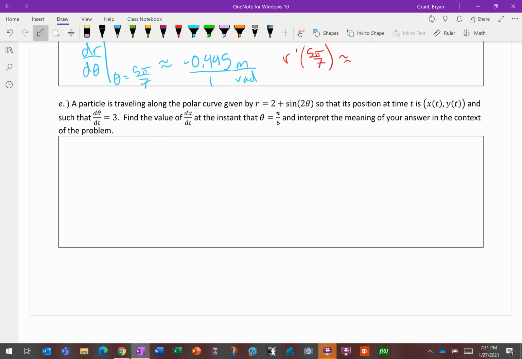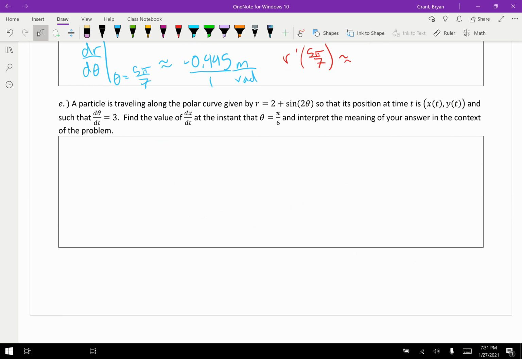Alrighty, last problem for the day. A particle is traveling along the polar curve given by the same polar curve that we've seen, so that its position at time t is such that d theta dt equals 3. Find the value of dx dt at the instant that theta equals pi over 6 and interpret the meaning of your answer in context of the problem. Holy Toledo. There is a lot going on here, isn't there?